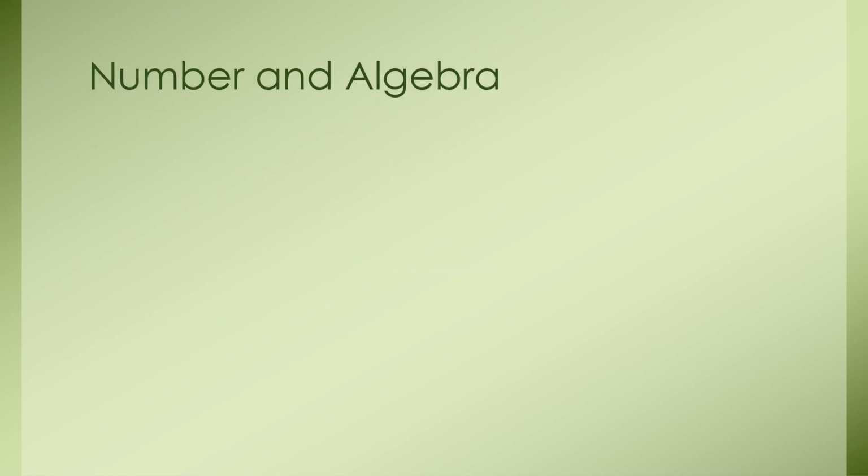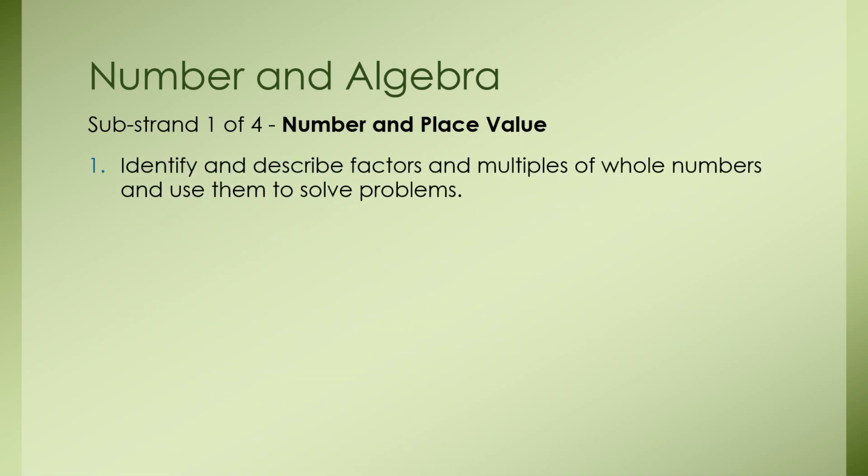So, number and algebra. The first substrand is called number and place value. The first content descriptor is identifying and describing factors and multiples of whole numbers and then using them. So factors are numbers within other numbers, such as 2 and 4 are within 8, because 2 times 4 equals 8. And multiples is like the other way around. So as an example, the multiples of 4 would be 8, 12, 16, 20, etc. Pretty much just times table values.